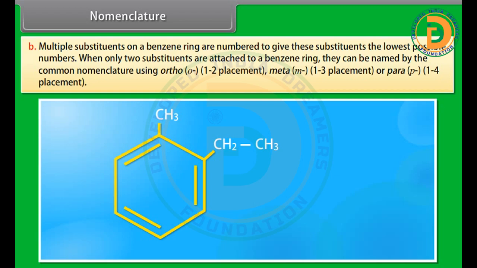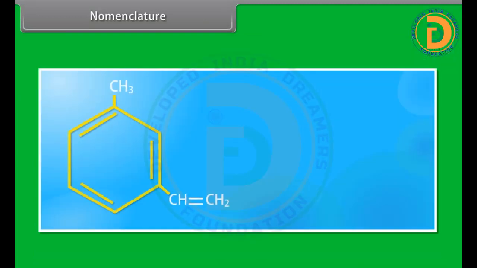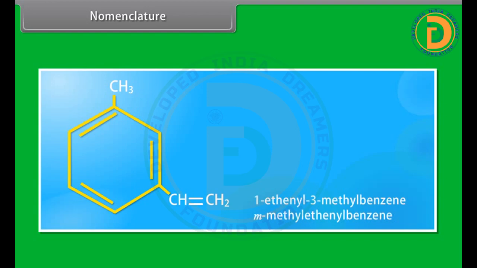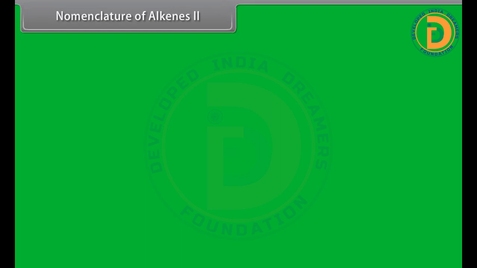When only 2 substituents are attached to a benzene ring, they can be named by the common nomenclature using ortho, o-, 1,2 placement, meta, m-, 1,3 placement, or para, p-, 1,4 placement. Given compound is 1-ethyl-2-methylbenzene, o-methylethylbenzene. Can you name the given compound? It is 1-ethenyl-3-methylbenzene, m-methylethenylbenzene.